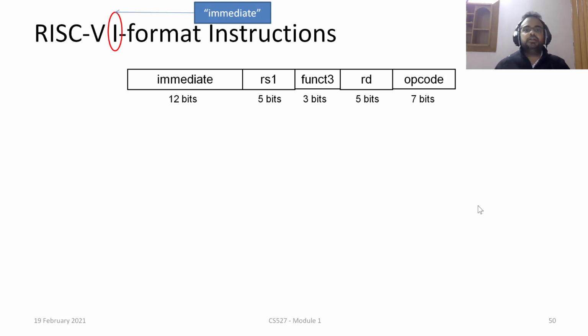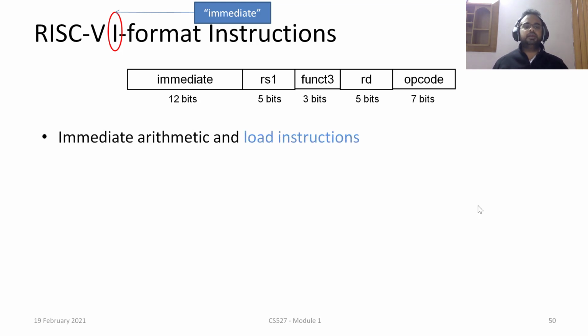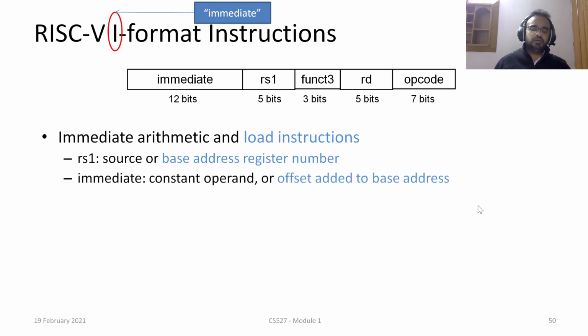Coming to the encoding that the load instructions follow, it is the immediate format or I format. So earlier we saw the I format from the immediate arithmetic instructions perspective, now let's try to visualize the same when we are looking at a load instruction, right? So RS1 would represent the base address register's number, and the immediate value that we give as part of the instruction will now be interpreted as an offset, which will be added to the base address.